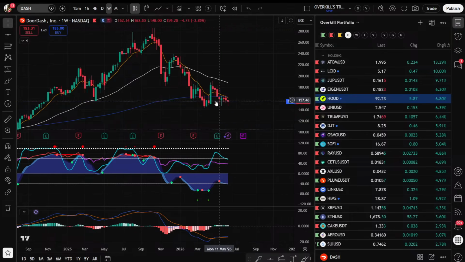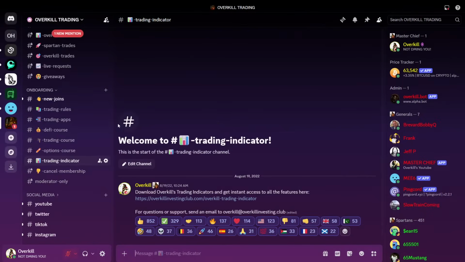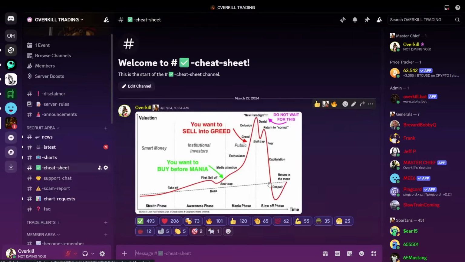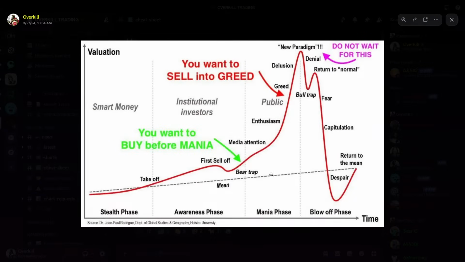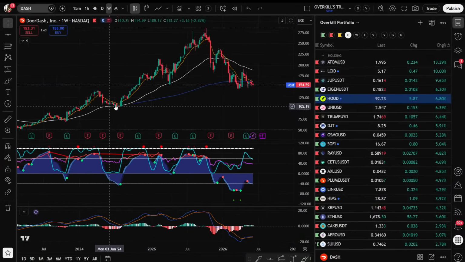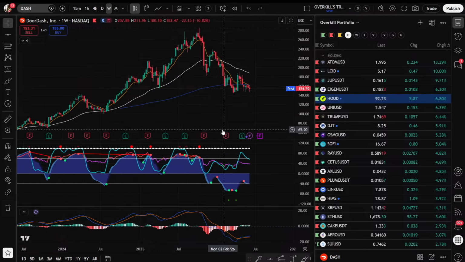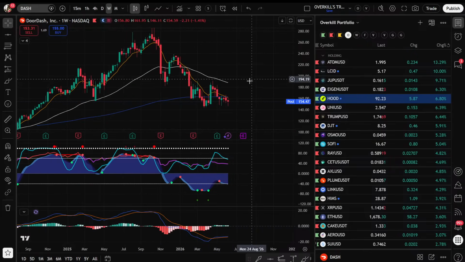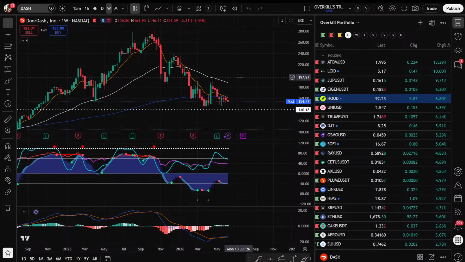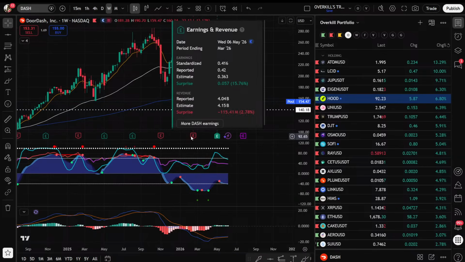It's sitting right at our yearly moving average. If you come back over here to the cheat sheet, the mean, we like to use the 4-year moving average. We like to use a lot of data, the most data we can get. 4 years is a pretty long time. And you're buying it right at the average now. So if you believe in DoorDash, it looks really good here above $1.40.